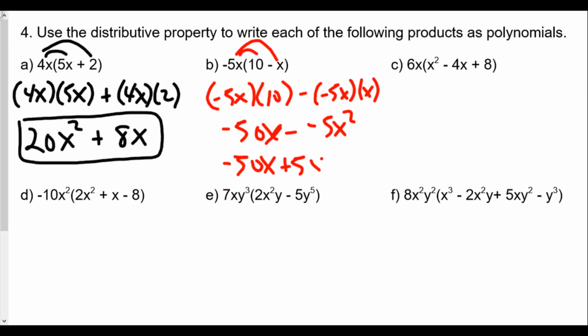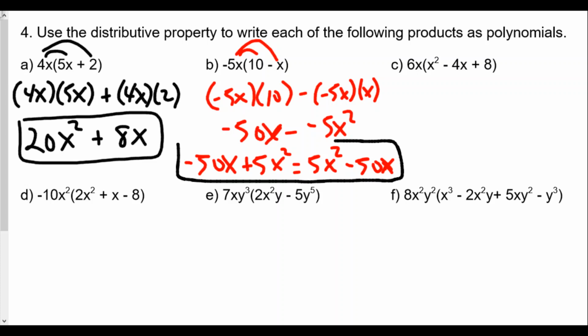plus 5x squared. Now, this is the answer. However, I personally like writing things in what they call descending order. Because addition is commutative, 5x squared minus 50x is an acceptable answer as well. You might say, but Mr. Gong, I don't get it, don't you have subtraction there? Well, keep in mind that adding a negative is the same as subtracting a positive. So it's really the exact same thing, and we can use the commutative property here.